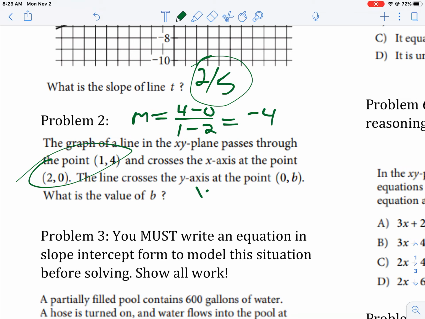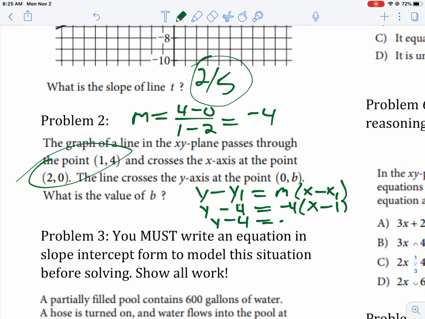Now, if I plug that into point slope, and I'm not giving myself enough room, I'm going to plug in my point and my slope. y minus 4 equals negative 4 times (x minus 1), so y minus 4 equals negative 4x plus 4. And then if I add 4 to both sides, I get y equals negative 4x plus 8. So b is equal to 8.